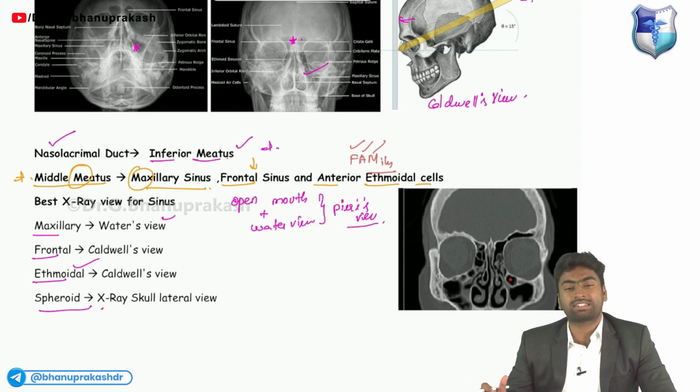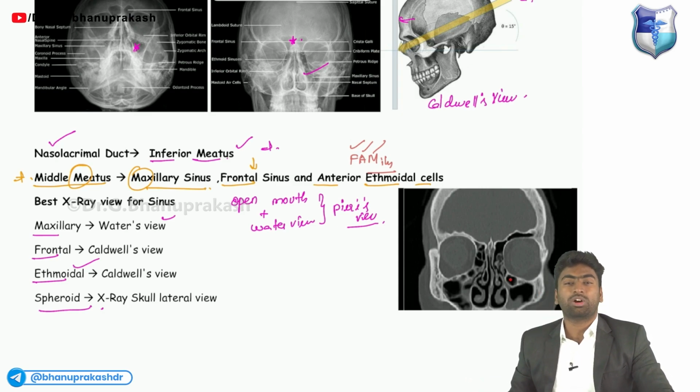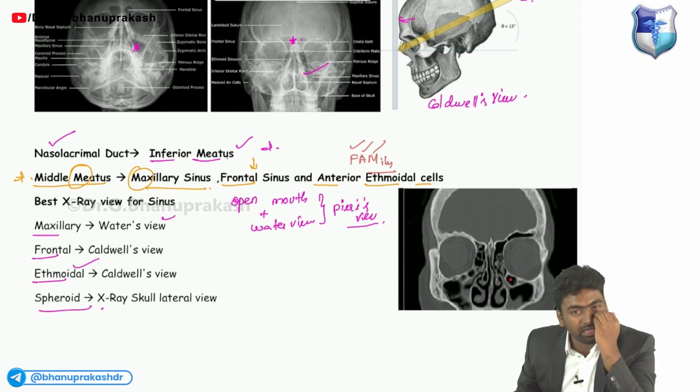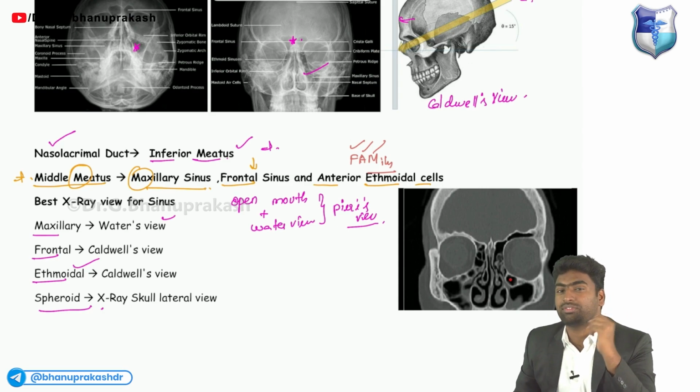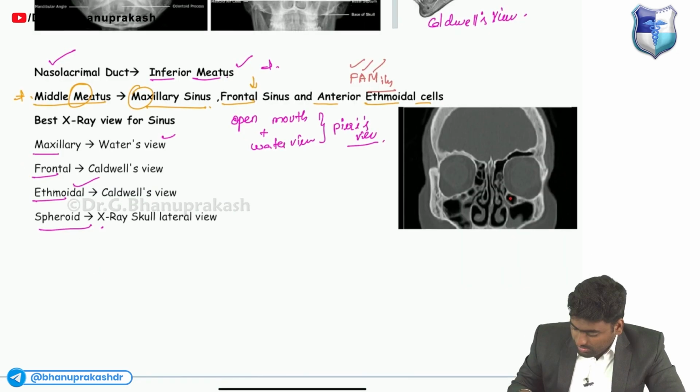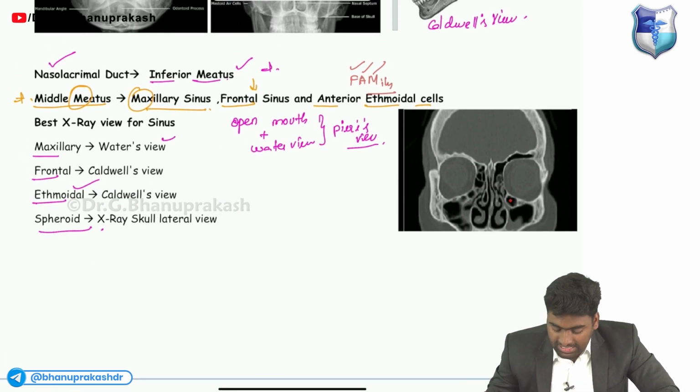Mostly about this view, they won't ask, but this view is mostly used to see the superior orbital features and things. Okay, just remember. Fine. And next about the special cells.